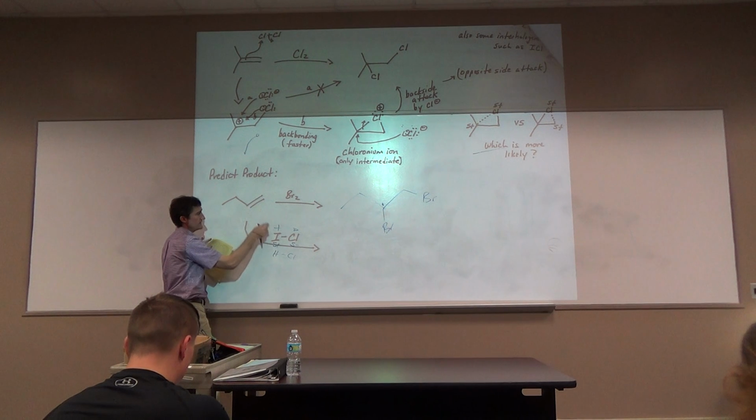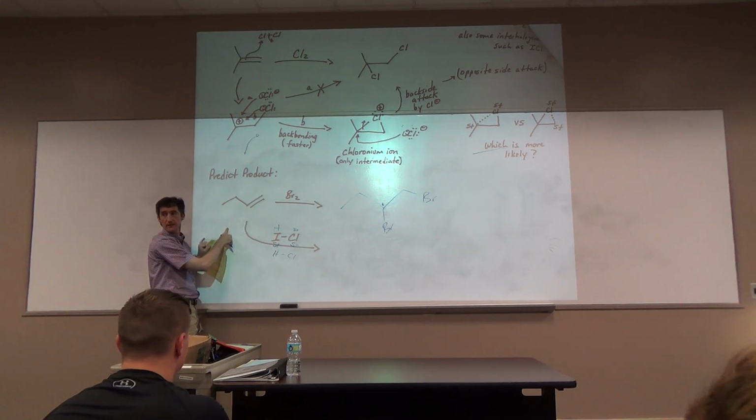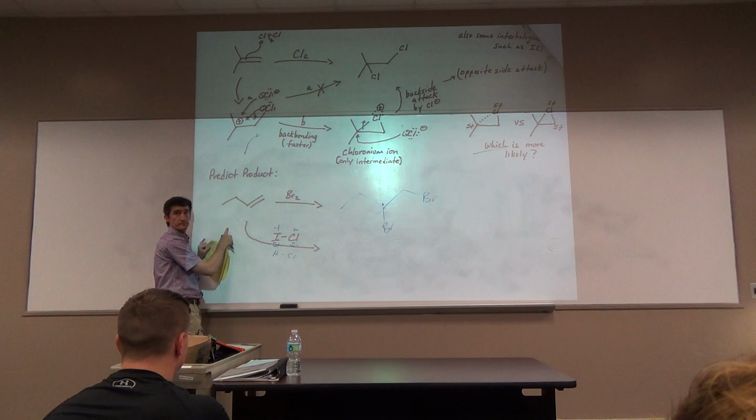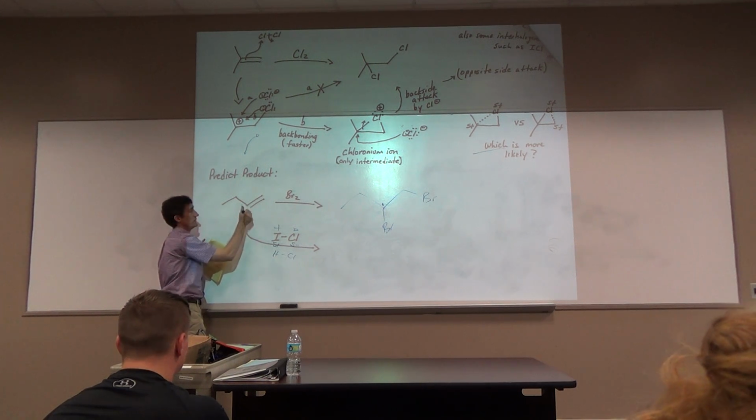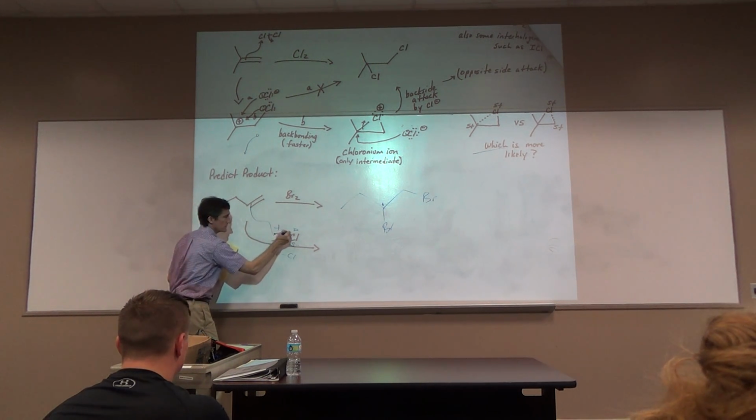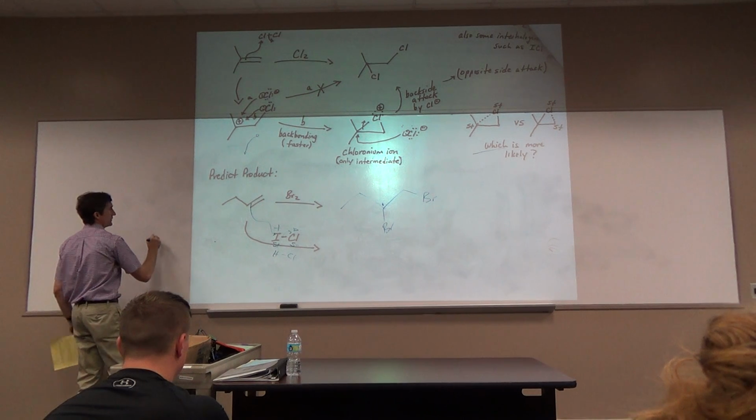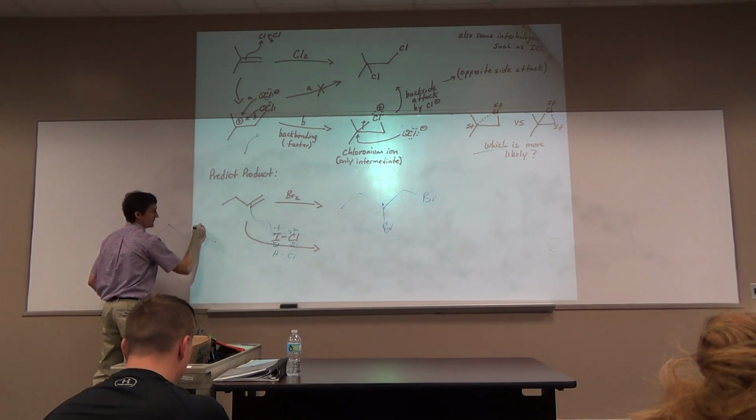So the alkene attacks the iodine. Where are we going to leave the cation? On the second, in the secondary carbon. So this attacks like this, kicks the chlorine off. What do we get? Boom, boom, boom.